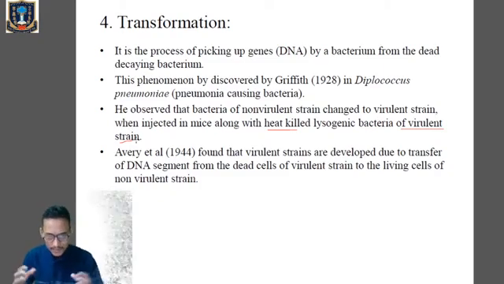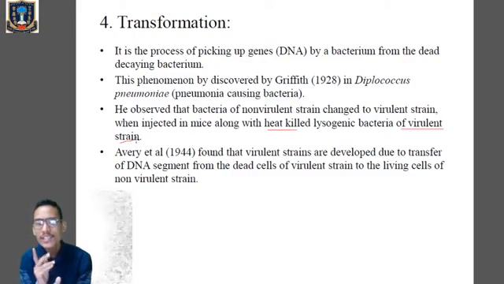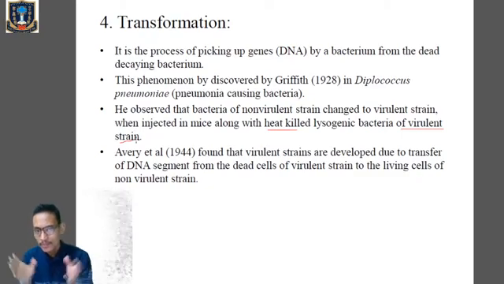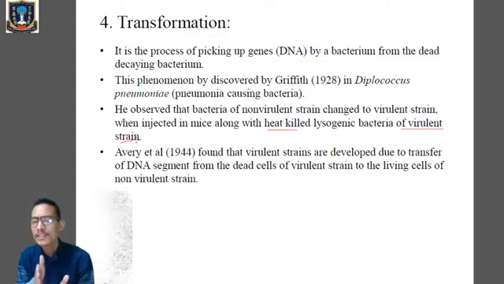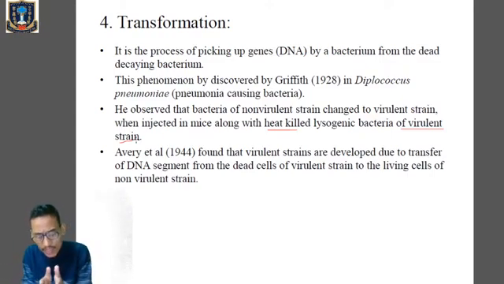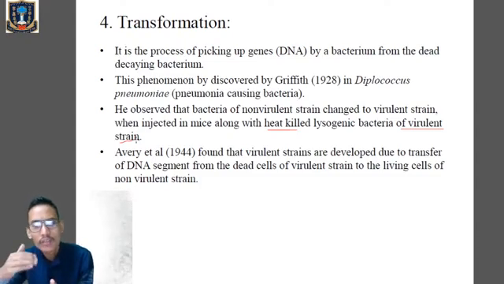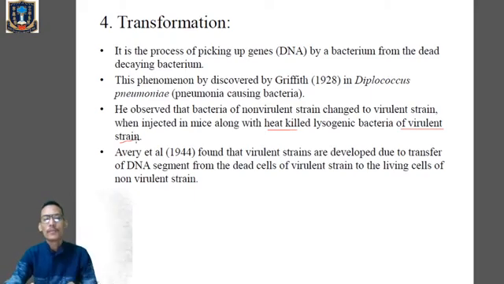Now, in the next step, he put the mixture. Listen very carefully. He put a mixture of heat-killed virulent strain and non-virulent strain. Now, when he injected both strains separately, the mice did not die. But when he injected the mixture of these two strains, non-virulent strain and the heat-killed virulent strain, the mice died. How was it possible? You observe that in this case, the heat-killed virulent strain was able to transform the non-virulent strain into virulent form so that the mice died.